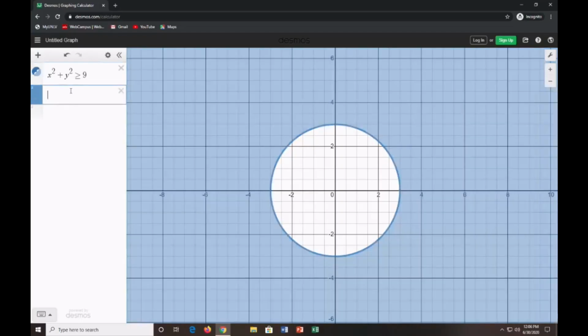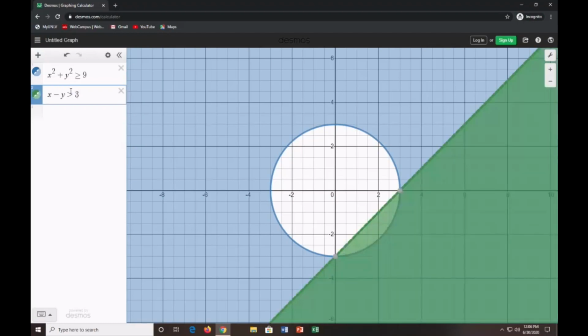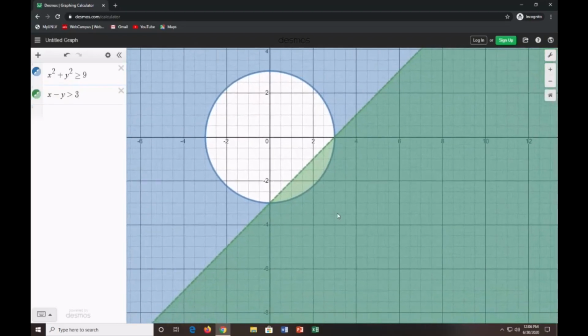But, of course, this is a system. So we need to see where there is overlap with this line. Let me scroll this over. We have the overlap outside of the circle and to the bottom side or right side of this line. Remember the graph that we had?